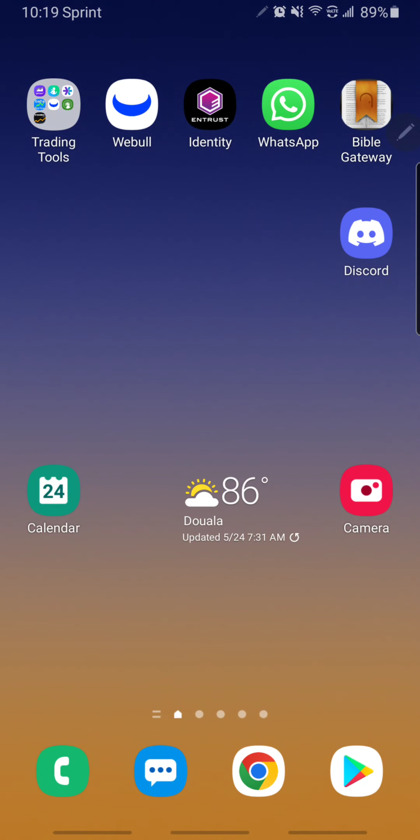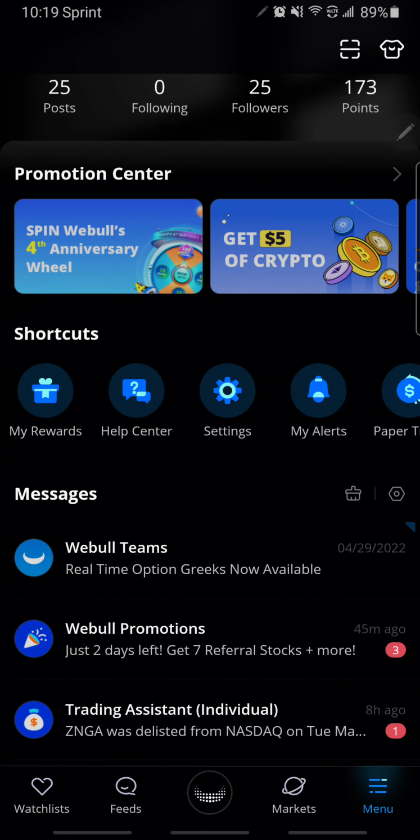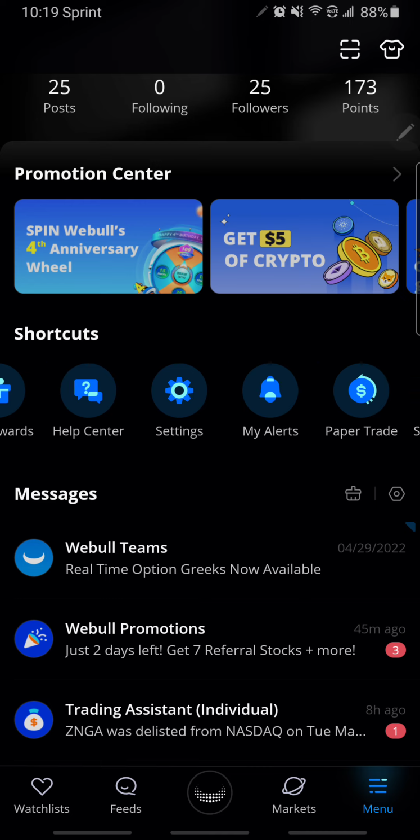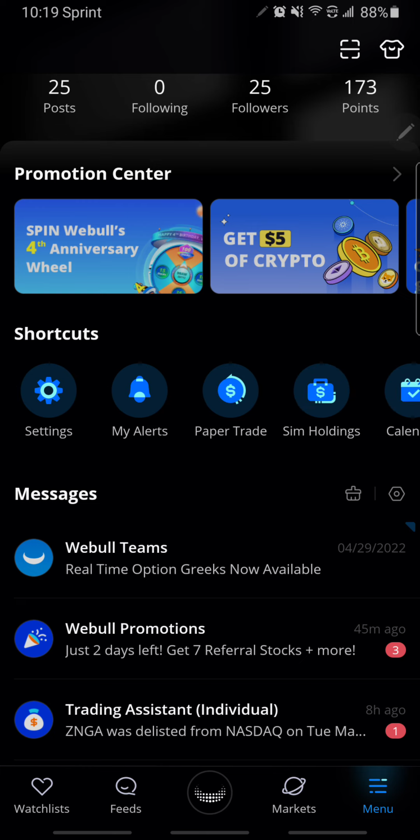Okay, so let me just go and launch my Webull. You guys can see everything on here other than my account number. I'm going to give instruction on here in a more patient manner. On the bottom of your app, you click on menu to get to this screen. Upon getting to this screen, I go to the shortcuts. This is the easiest way to get to where I want to get to. Paper trading, ladies and gentlemen.